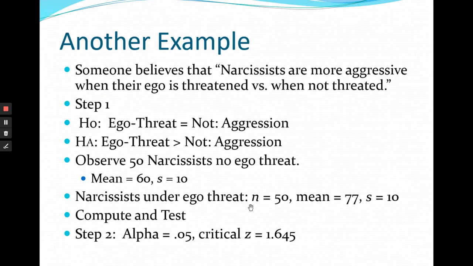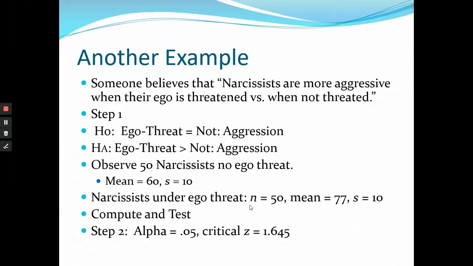And so we run them and we have, whoops, don't know why it does that. So we did, let's say, a sample of 50 narcissists. And don't worry about, oh, so we have 50 here. So we have 50 narcissists here. And we have a mean of 77. The mean is for aggression. The mean aggression with ego threat for narcissists is 77, standard deviation of 10.